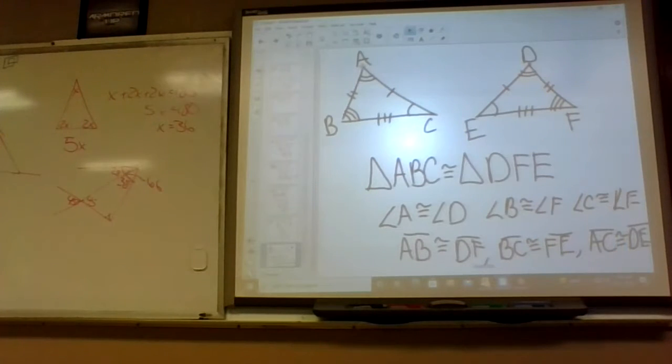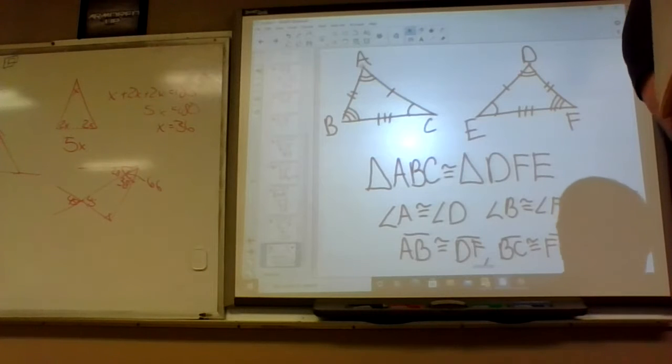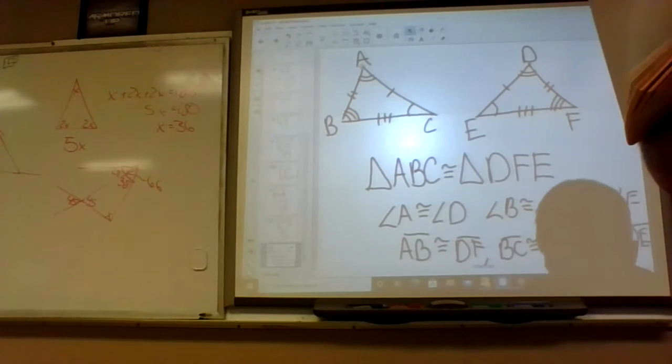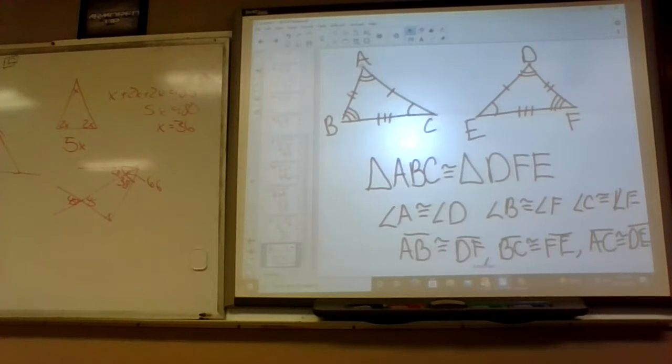Okay, on F, it says angle K. What is angle K the same thing as? Angle G. Oh, I forgot to put the angle symbol. A is the same as G.